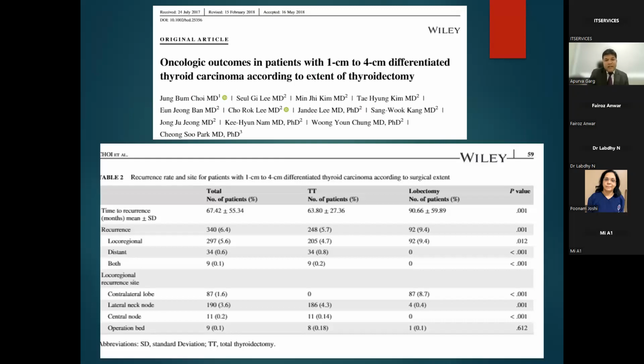Then another study by Choi et al. on oncologic outcomes in patients with 1 centimeter to 4 centimeter differentiated thyroid carcinoma according to extent of thyroidectomy showed that the recurrence rate was 9.4% in the lobectomy group and the distant metastasis rate was practically zero in them. Then the loco-regional recurrence site was the contralateral lobe if the patient underwent lobectomy. So this point needs to be noted.